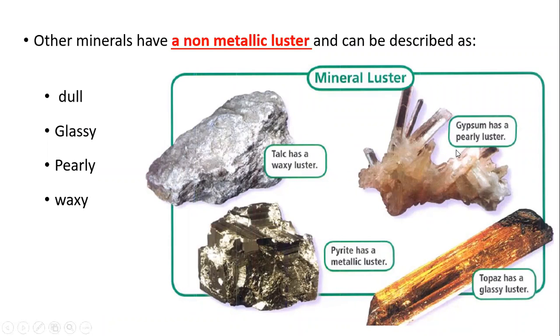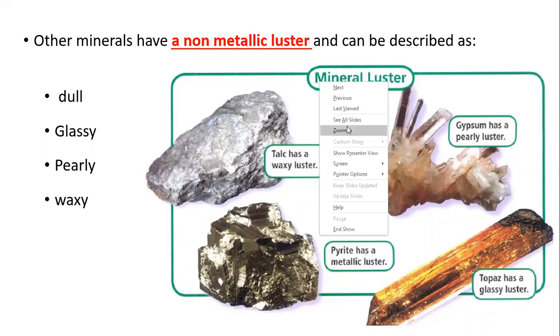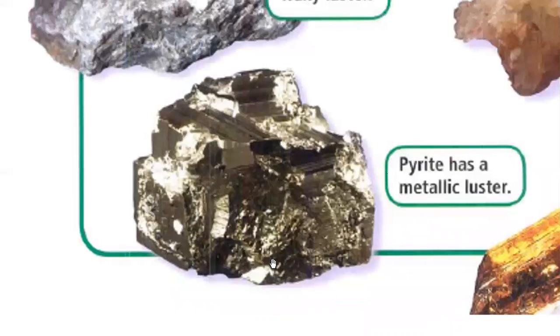Yes, waxy luster. And here we have gypsum, which is also not metallic luster, but it's kind of pearly. It looks like pearls. We also have topaz in here, which is glassy. Can you see? It looks like glass. This is not metallic luster. If you look at this one in here, which we call pyrite, can you see it? Yes, this is metallic. It looks exactly like gold, but it's not real gold.